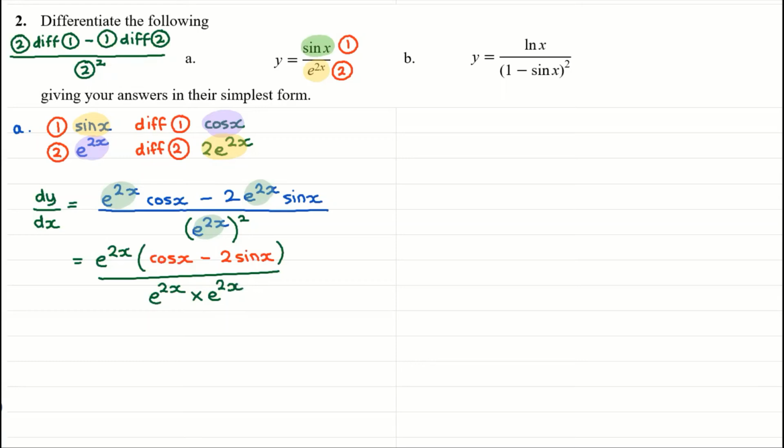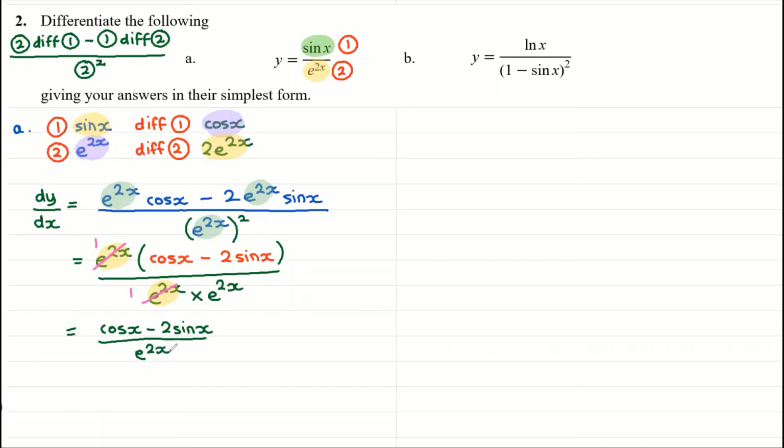All right, and as I've just alluded to, the e to the 2x here will cancel with one of these, so that's just going to become 1 over 1, essentially. So 1 and 1, and we can now write down our final answer, which is, of course, going to be cos x subtract 2 sine x all over e to the power 2x. So there's our derivative with respect to x.